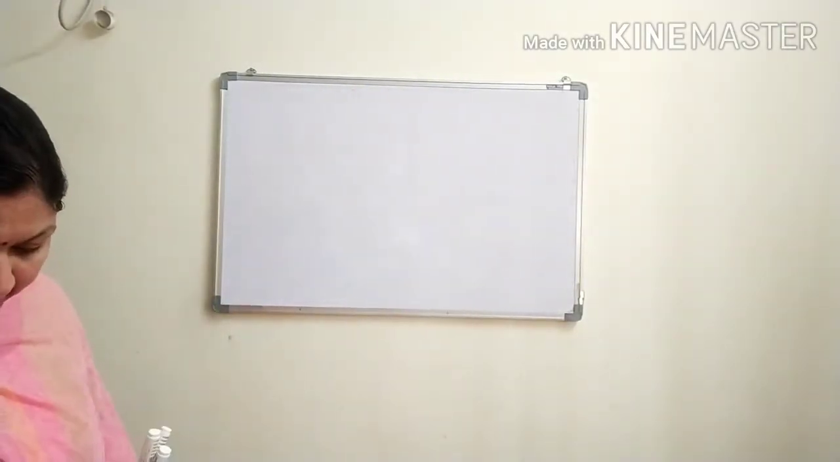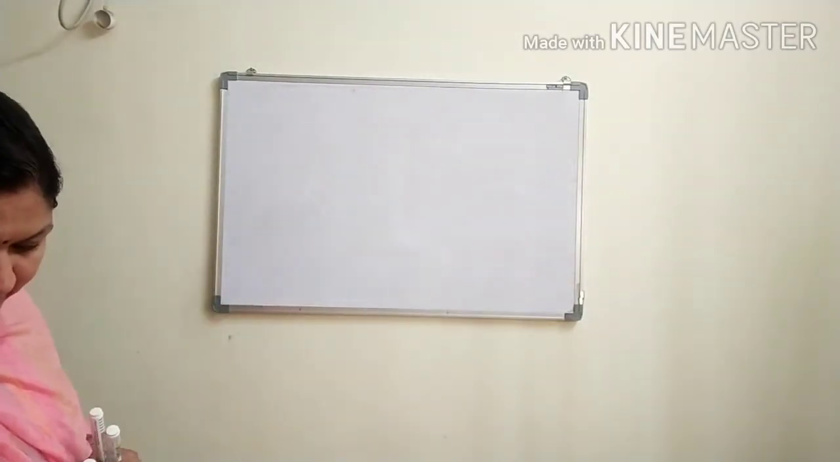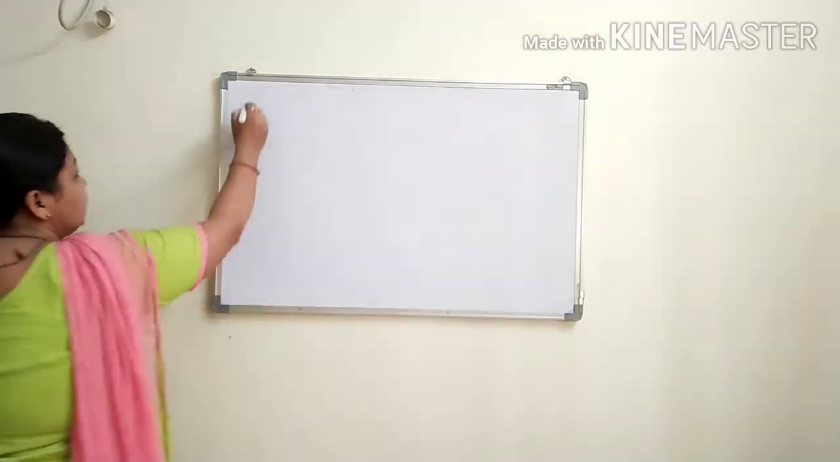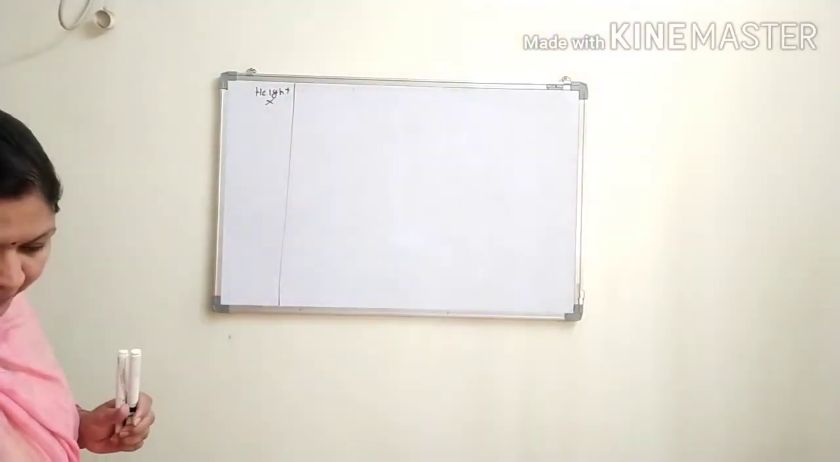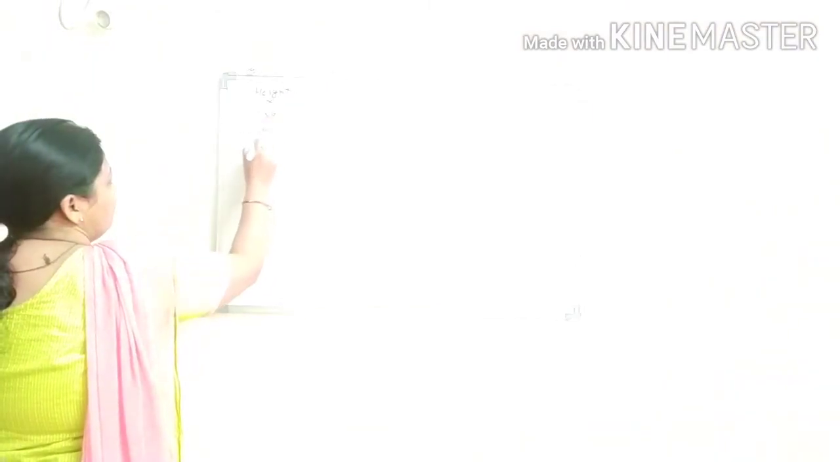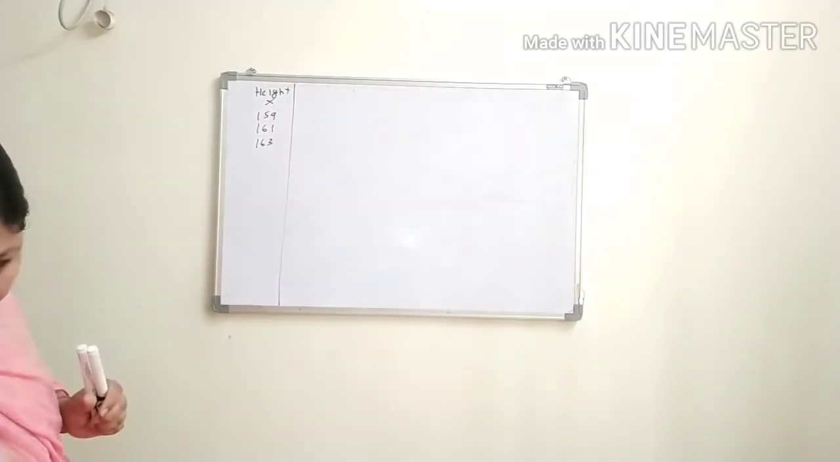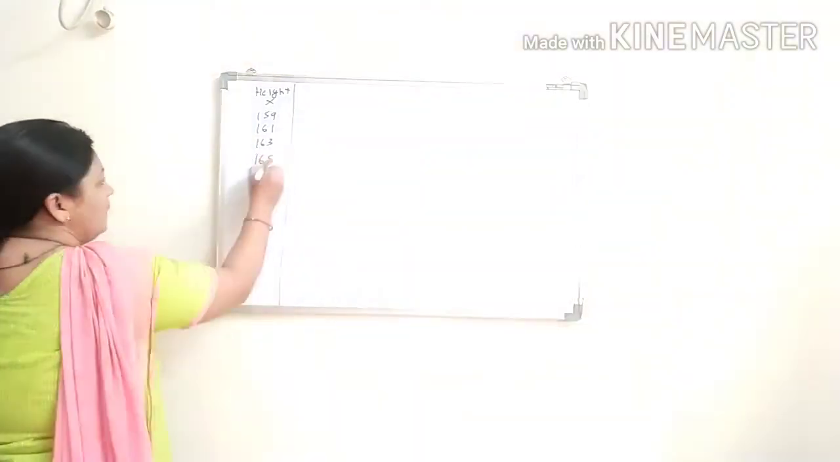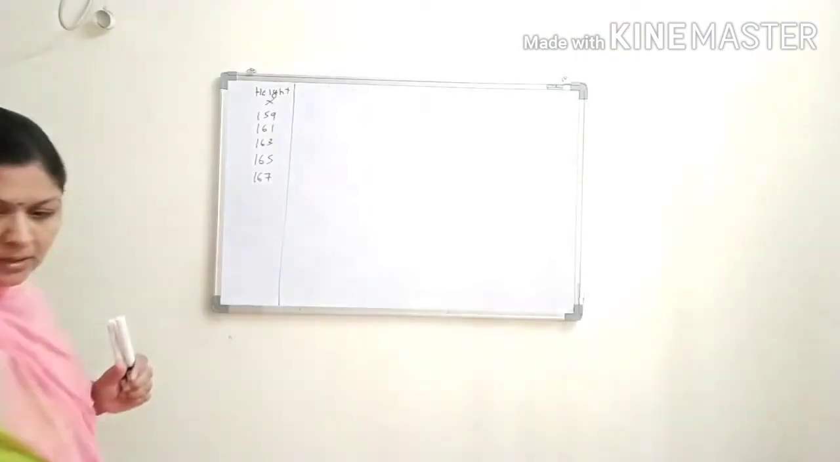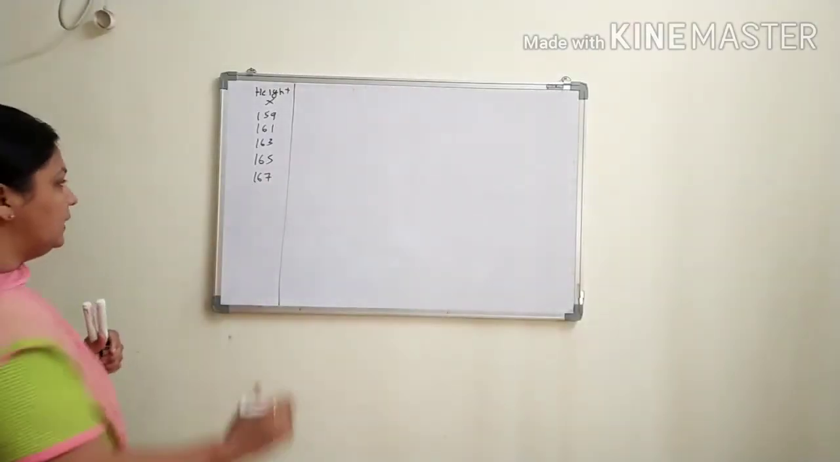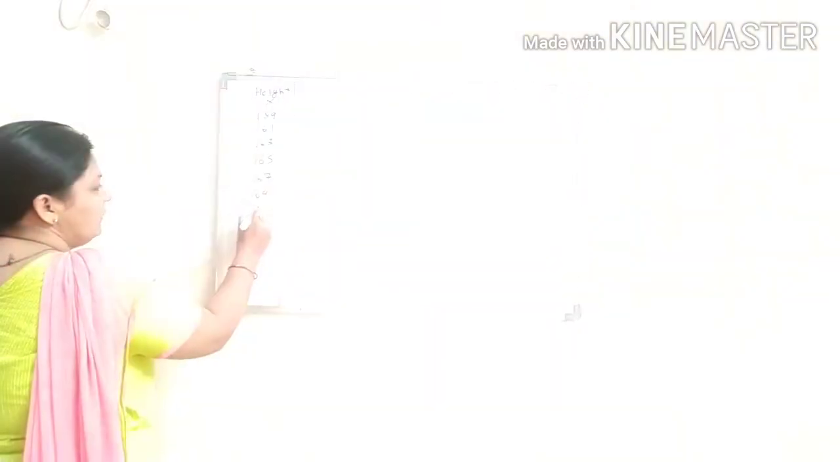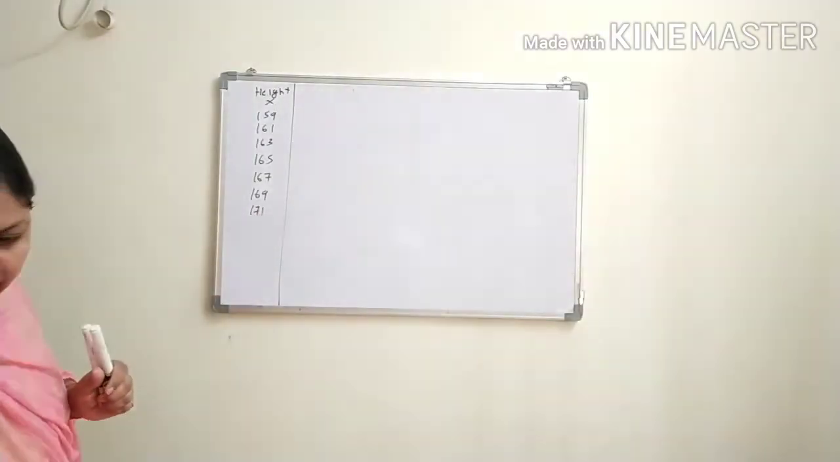Now write down the data. The height of the students is given to you, so that is the height, x. 159, 161, 163, 165, 167, 169, 171 and 173.